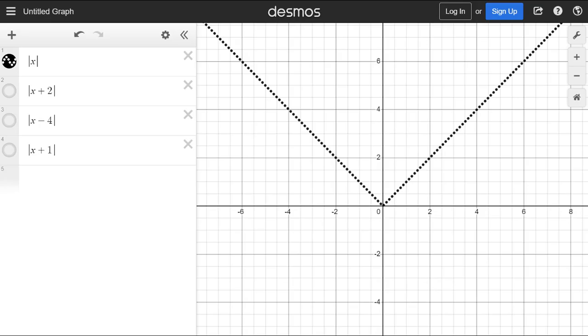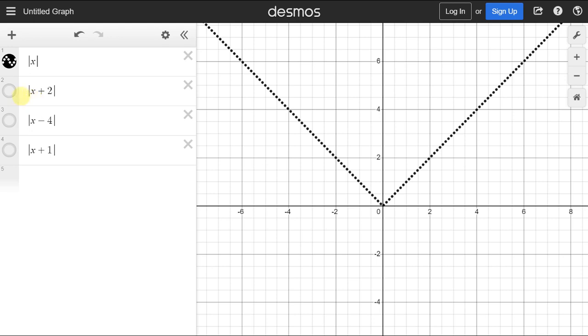Okay, so for horizontal translations, I'm going to use the absolute value of x. So this is going to be just our starting place. Okay, so I actually would love it if you would commit and write down, just make a guess. What do you think is going to happen if I take the absolute value of x plus 2? Is it going to move up, down, left, right? Is it going to move diagonally? I want you to like make an actual guess here.